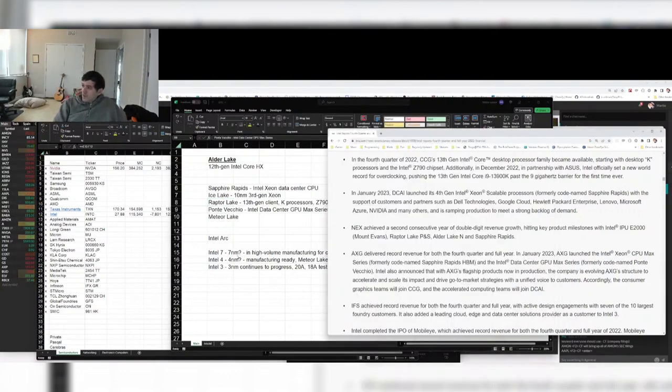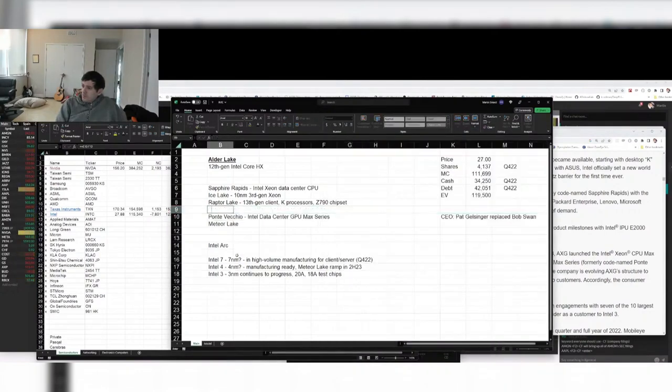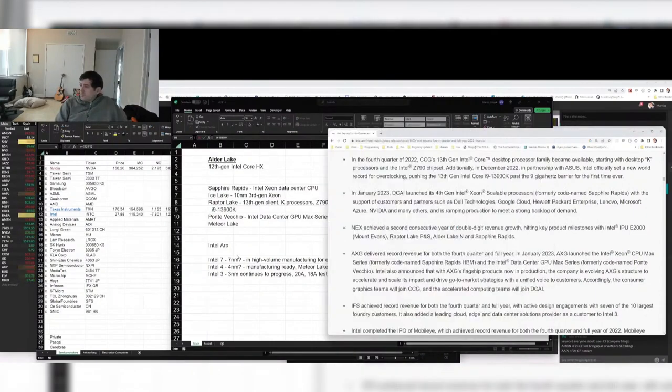Nine gigahertz, wow. Overclocked. And you guys do overclocking?